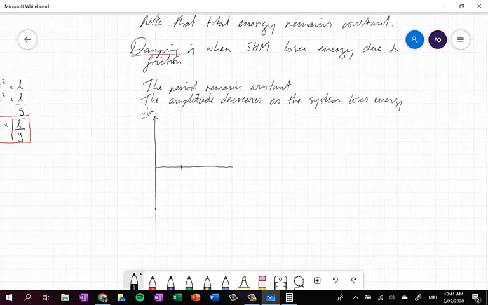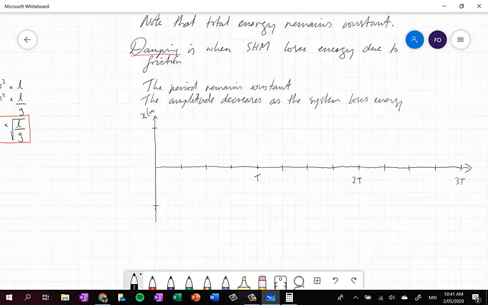And then we'll look at 3 cycles. So this is going to be a period, this is going to be 2 periods, and this is going to be 3 periods. So we'll have a look and see what happens to this amplitude over 3 periods.